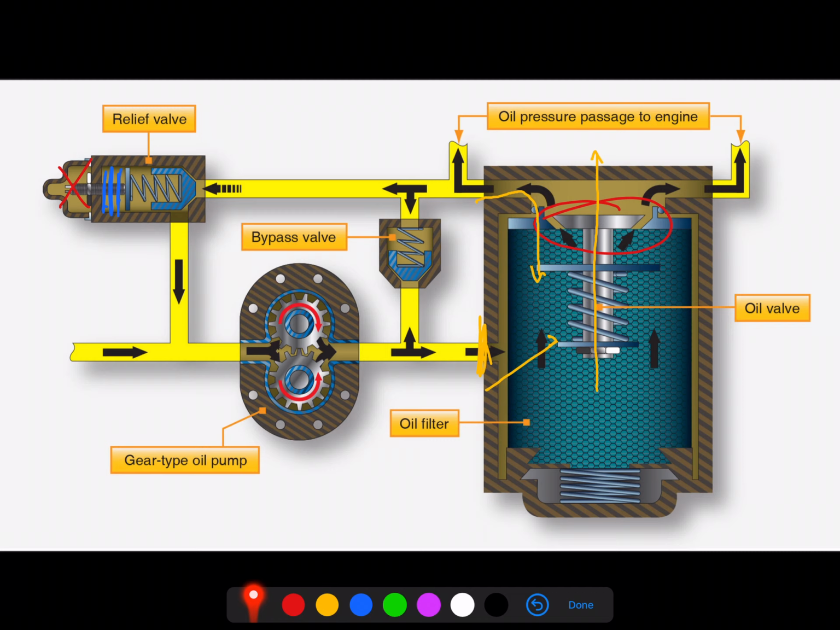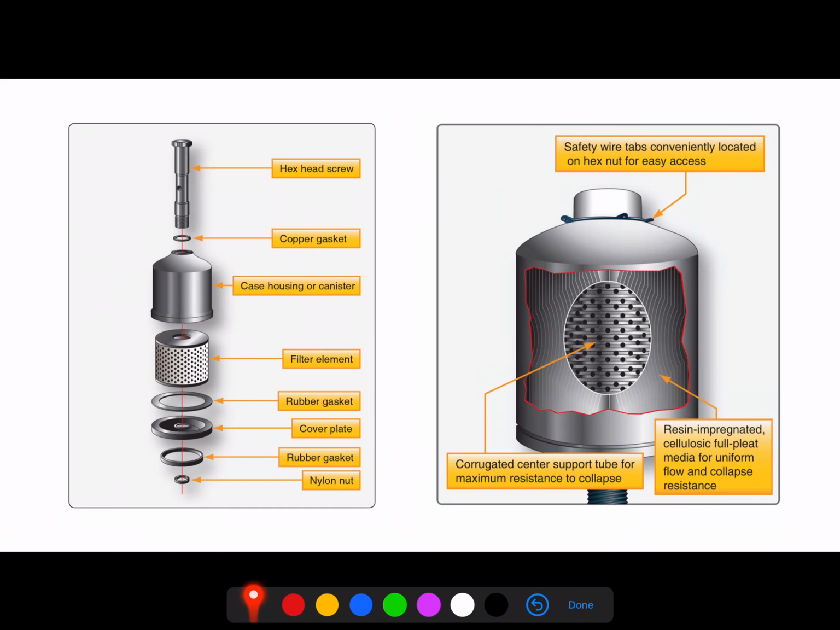A lot of that is solved by using these better filtering materials and a full flow system. What I want to show you next is the two most common types that we're going to see. Now, far and away, what you're going to see most often dealing with piston engines is going to be this spin-on style filter where everything is encapsulated in a single unit.